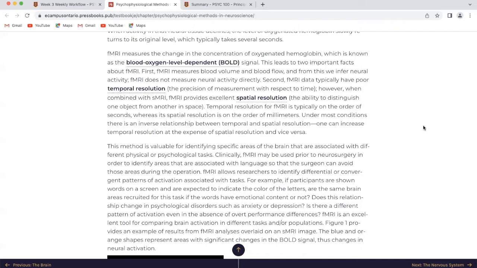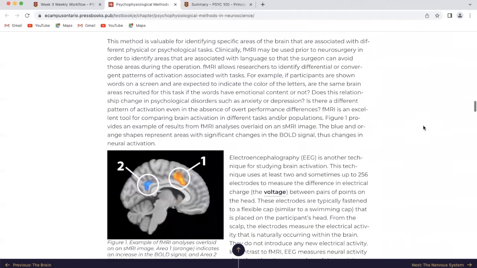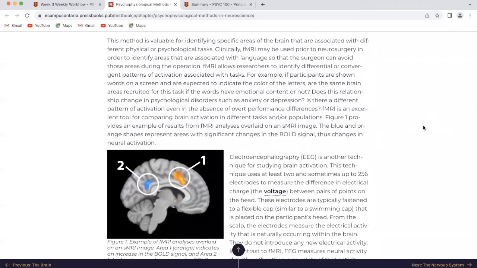Temporal resolution for fMRI is typically on the order of seconds, whereas its spatial resolution is on the order of millimeters. Under most conditions, there is an inverse relationship between temporal and spatial resolution. One can increase temporal resolution at the expense of spatial resolution, and vice versa. This method is valuable for identifying specific areas of the brain that are associated with different physical or psychological tasks. Clinically, fMRI may be used prior to neurosurgery in order to identify areas that are associated with language so that the surgeon can avoid those areas during the operation.